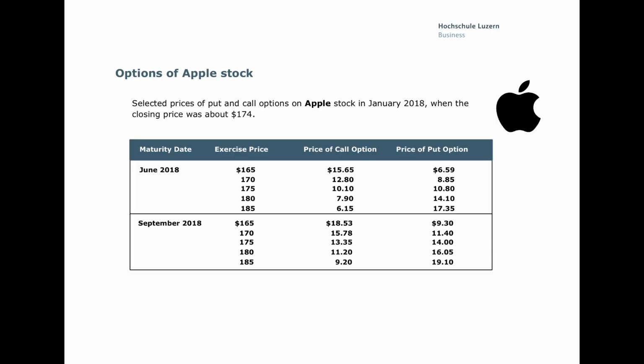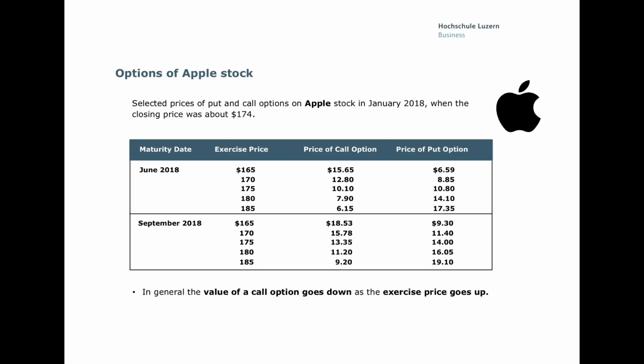Let's have a look at an example. The table shows different prices of put and call options on Apple stock in January 2018, when the closing price was about $174. The purchase price of the option is also called the premium. This is due to the fact that it represents the compensation the purchaser of the call must pay for the right to exercise the option only when exercise is desirable. It is important to note that it's not possible to buy a single option on a stock. Trades are in multiples of 100.